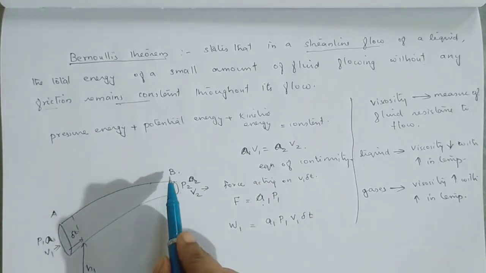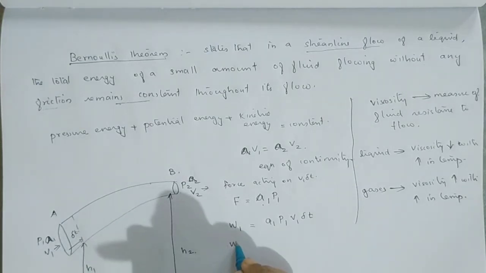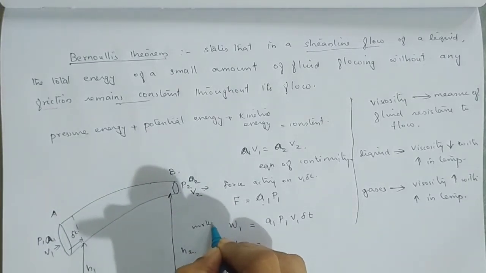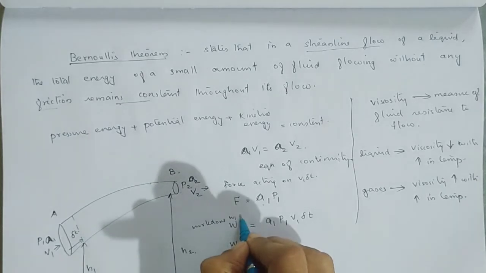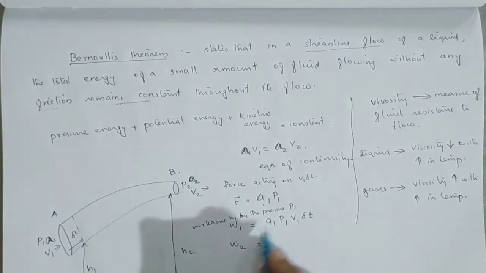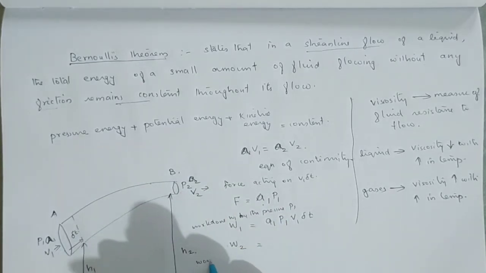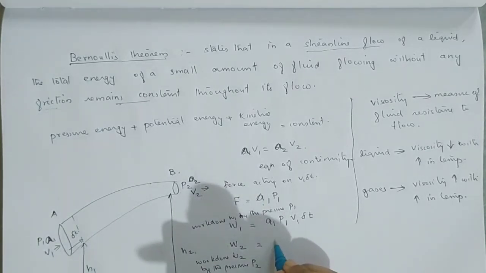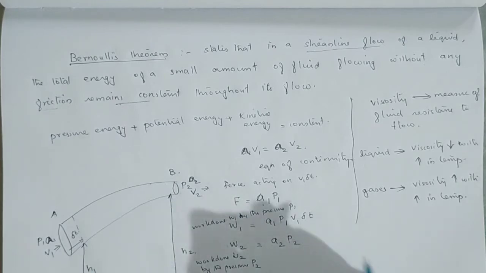In the same way, we can write it for this end too. Here the work done W1 by the pressure P1. Here we can write the work done W2 by the pressure P2. In the same way we can write A2 P2 v2 delta t.